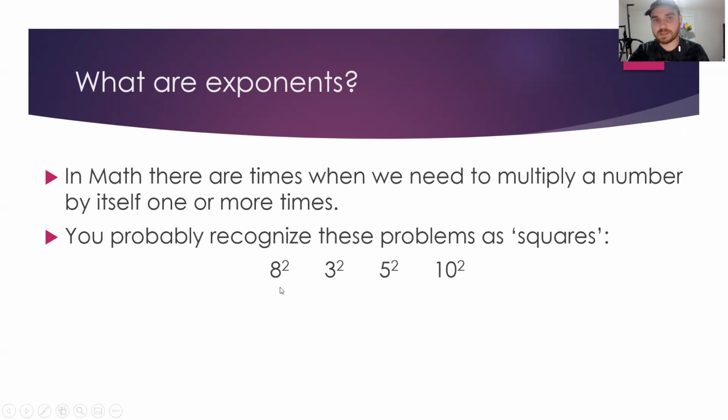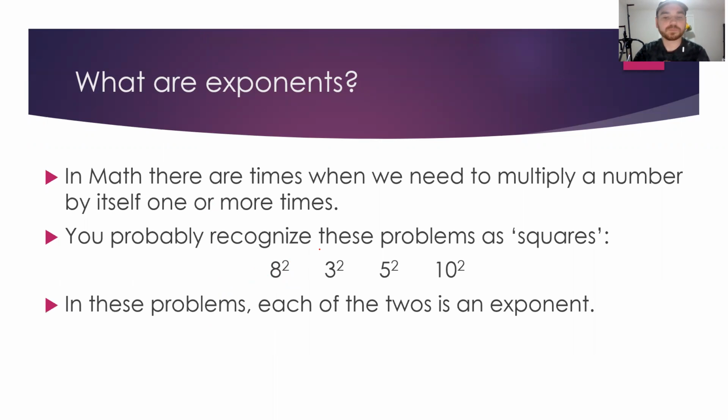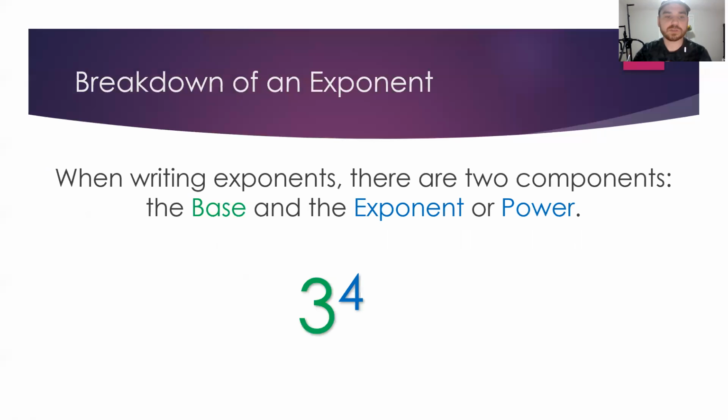One of the most common mistakes that kids make during this unit and with exponents in general is they look at 8 squared, for example, and think, okay, this is equal to 8 times 2, which is 16. This is not correct. This is bad. This is a mistake that all kids make. You might make it at one point or another during this unit, but try to avoid it. This means 8 times 8. And we're going to talk about it in more detail going forward. So in these problems, each of the 2's is an exponent. So the 2's in a square problem are exponents.